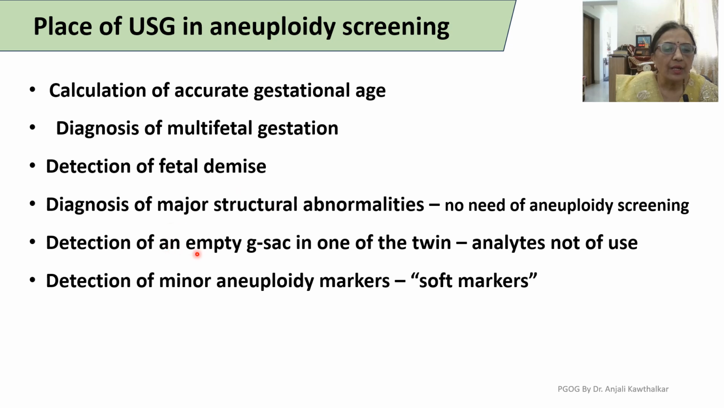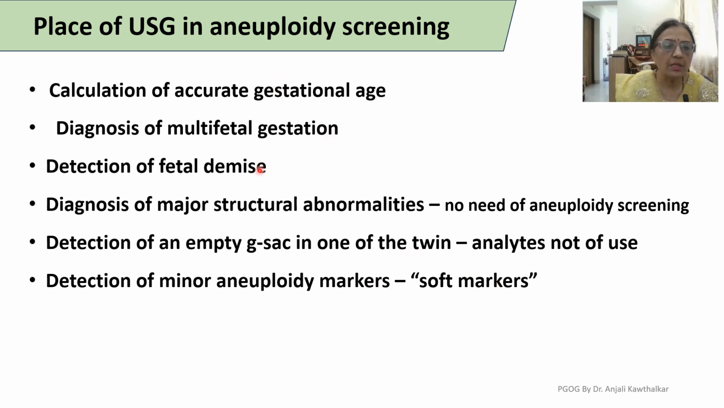With the ultrasonography, we can detect an empty gestational sac in one of the twins, and if it is detected, in that case, we know that the testing by analytes is less accurate, and it is not of use. In such a situation, we cannot rely on this testing. Detection of minor aneuploidy markers, which are also called soft markers, is possible by doing ultrasonography.